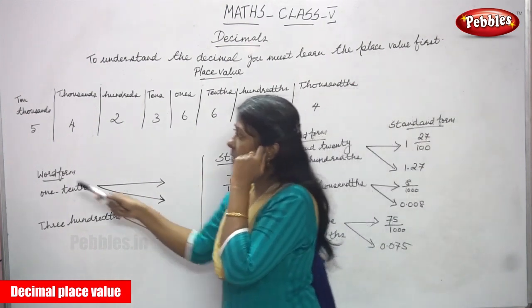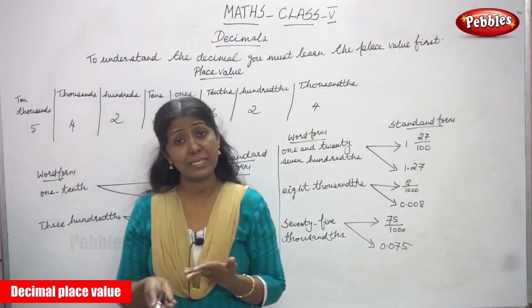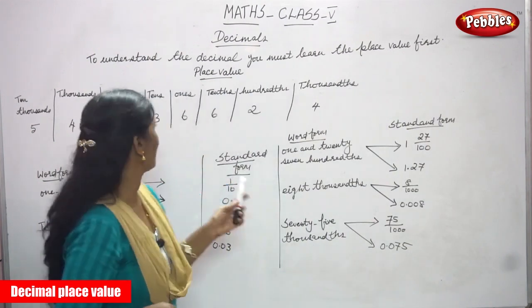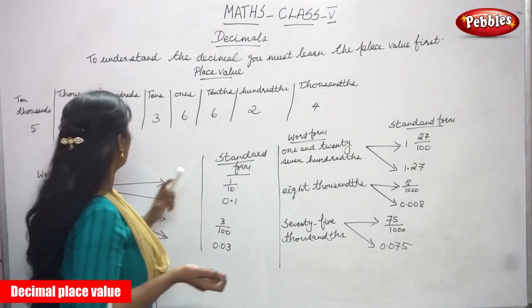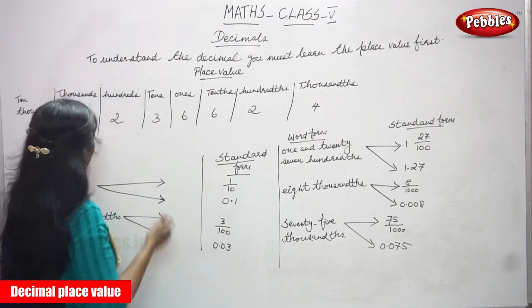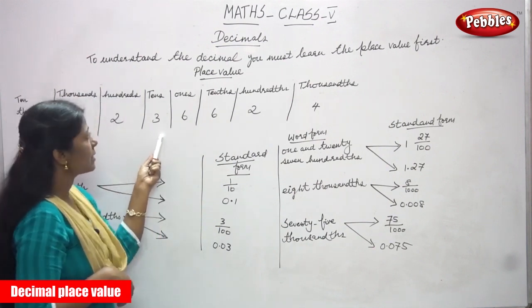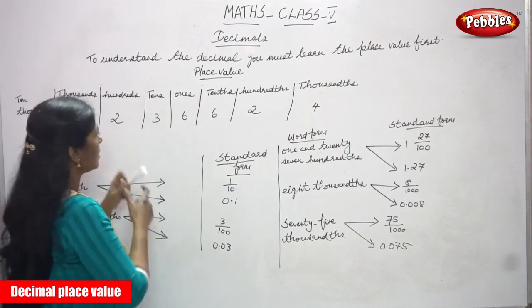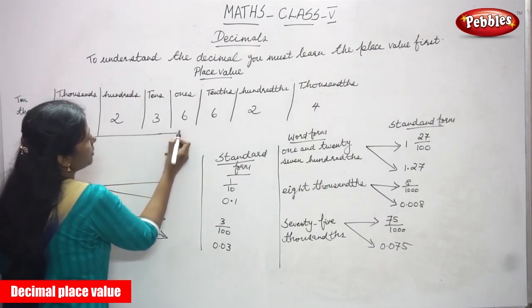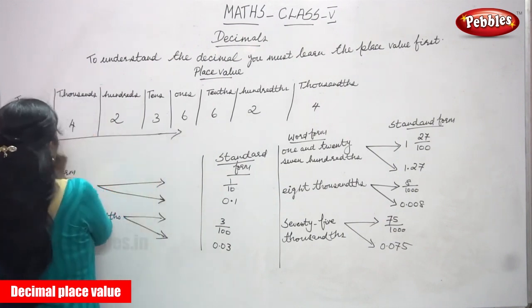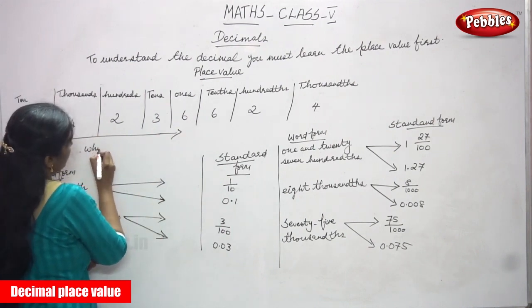So first there are two parts. One is a whole part, the other one is a decimal part. The whole part is the whole number part, that is ten thousands, thousands, hundreds, tens, which you know very well. So 5 ten thousands, 4 thousands and 2 hundreds, then 3 tens and 6 ones. This is a whole number part. From this to this, whole number part.